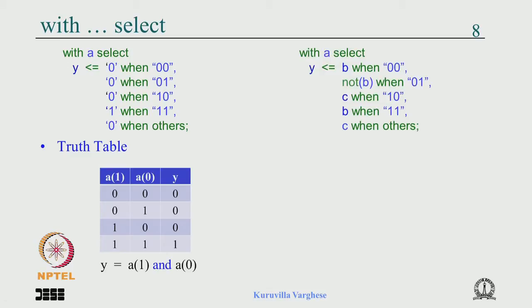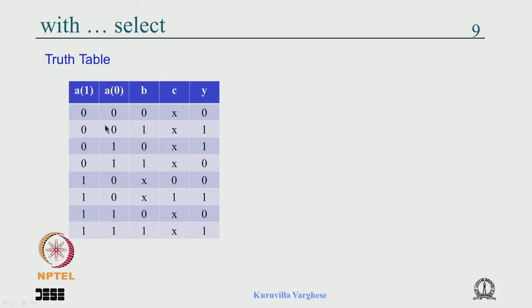And next we have seen the case where the output is specified for all the values of an input signal A as a function of B and C. And that is a little more complex truth table. So you see, when A is 0 0 then Y is B, so Y is 0 when B is 0, Y is 1 when B is 1 and so on, and C is don't care.